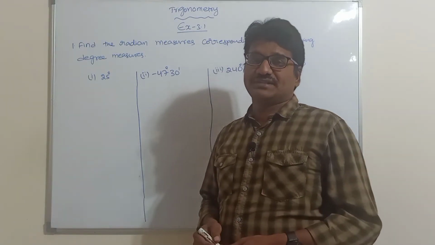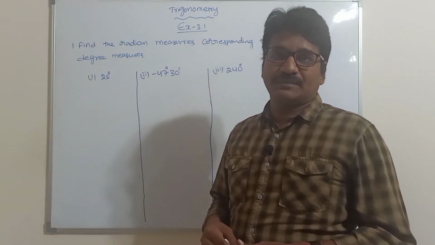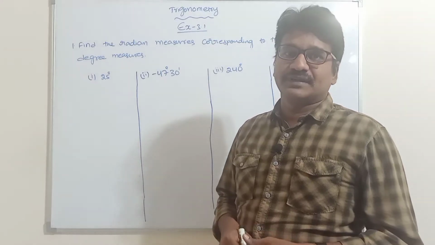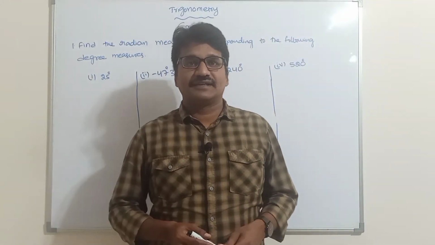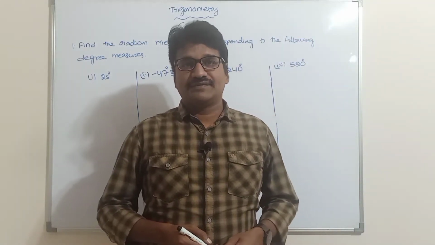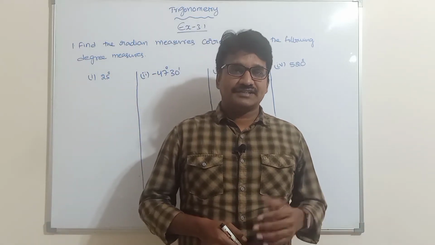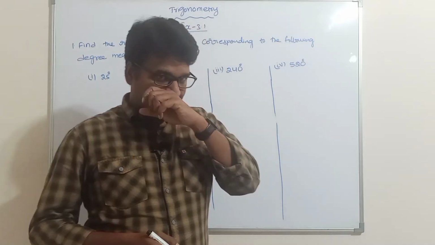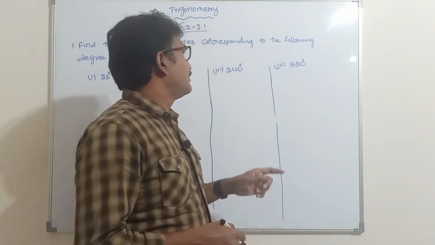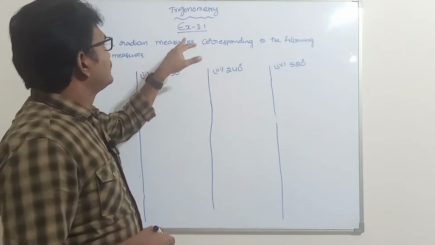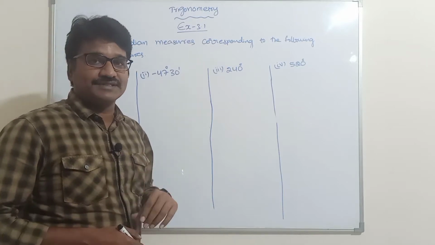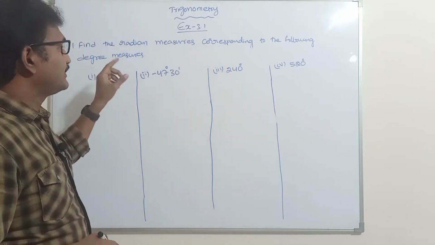Already we discussed the definition of trigonometry, angle, and types of angles. Next, in how many ways we can measure the angle, like degree measure and radian measure, and the relation between degree measure and radian measure in the previous video. Now we are going to solve exercise 3.1 based on degree measure and radian measure.